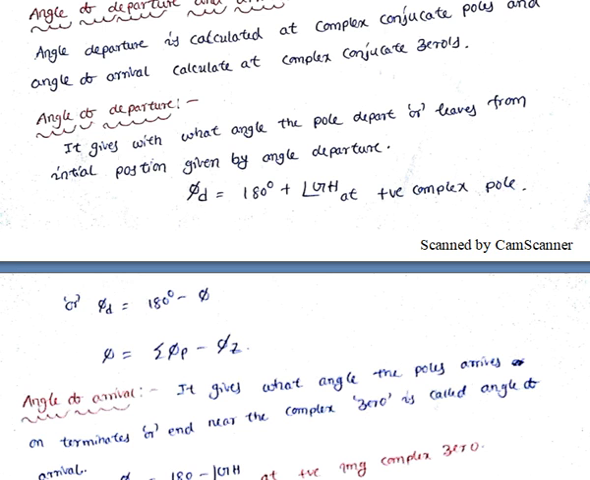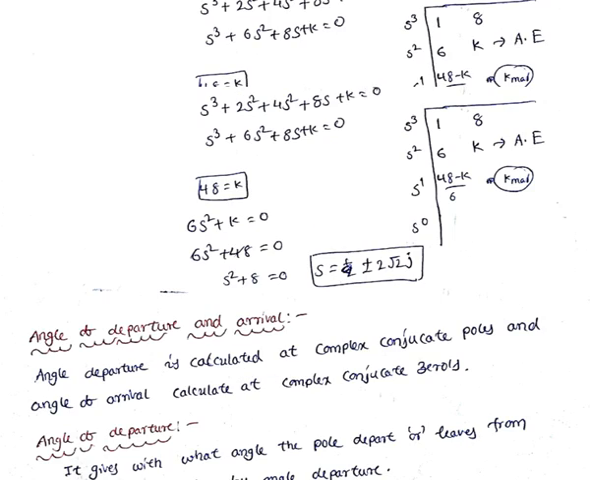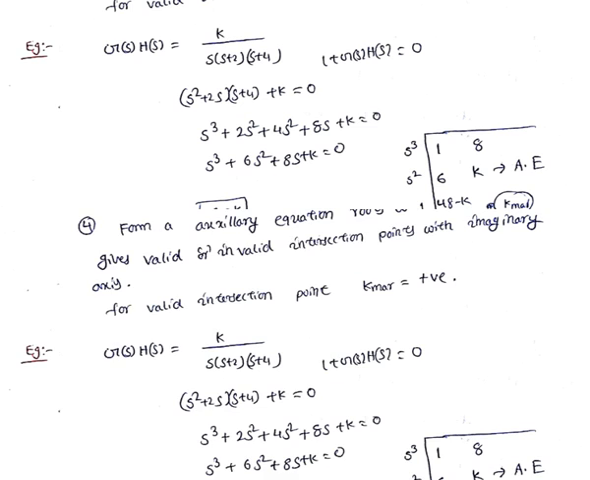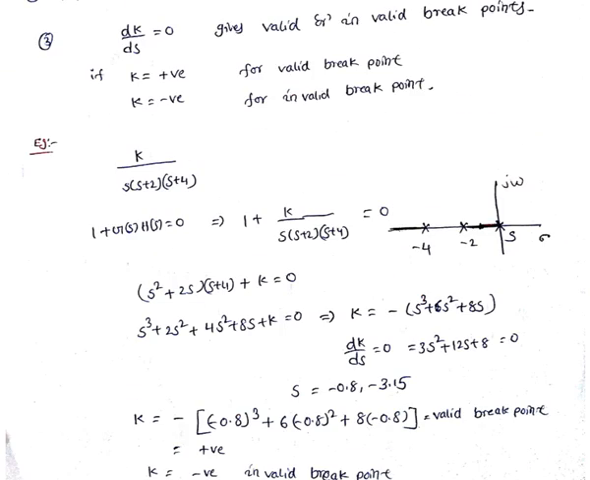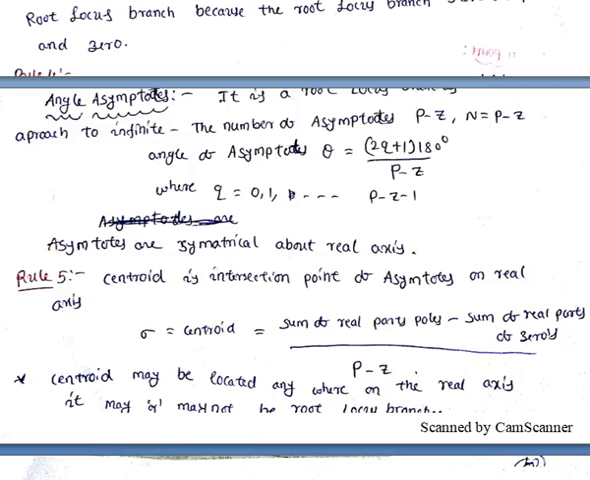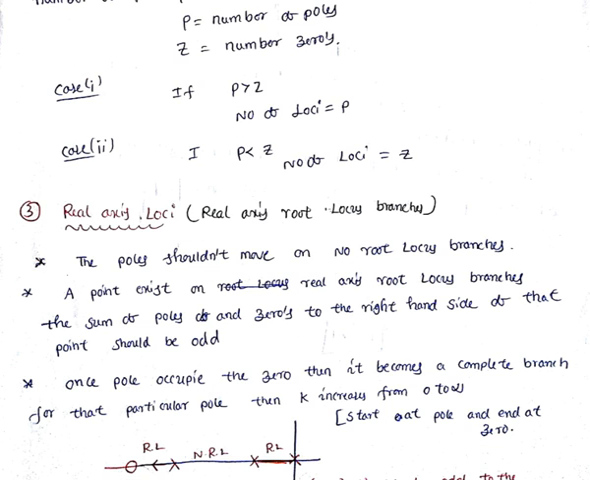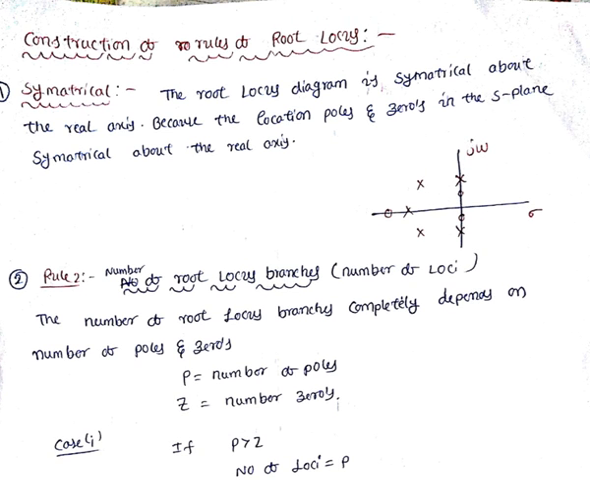Coming to the root locus rules, the first rule is symmetry. Root locus is symmetrical about the real axis. If you take any transfer function, all roots are symmetrical about the real axis, and maybe a root lies on the imaginary axis. So root locus is symmetrical about the real axis, that is rule 1.